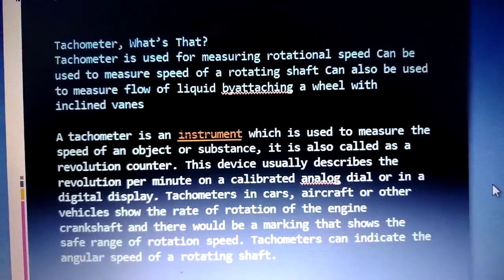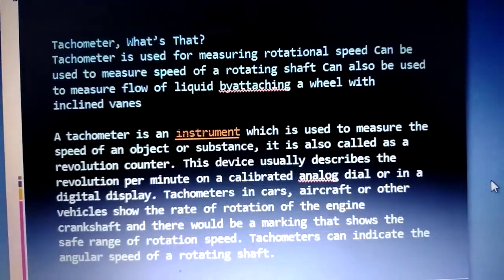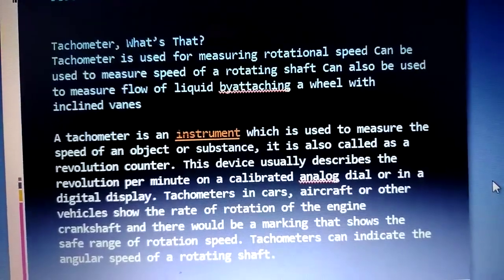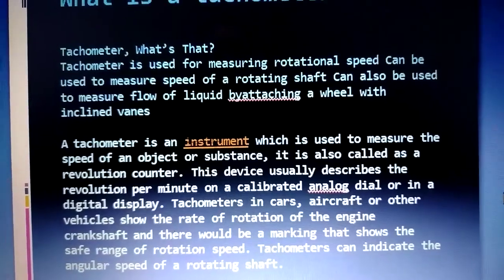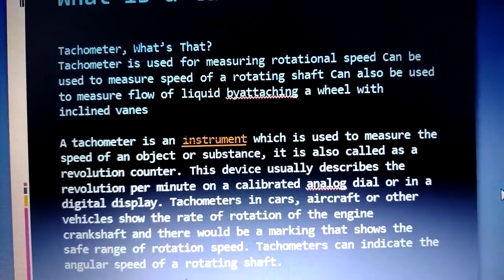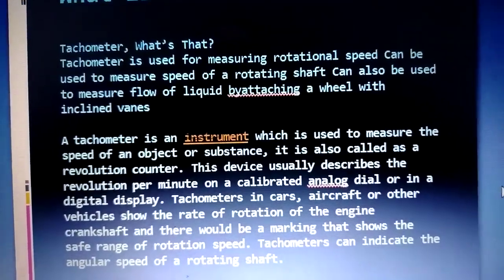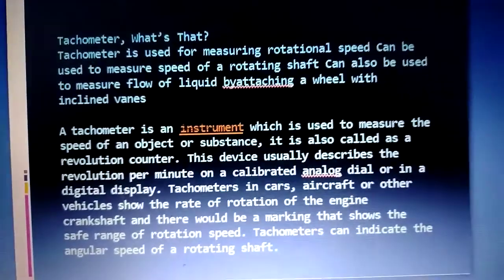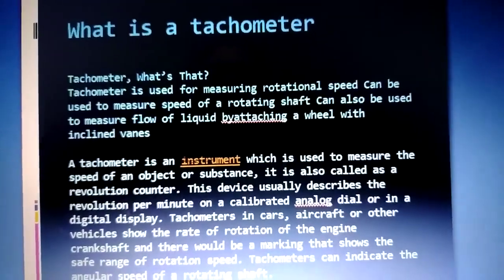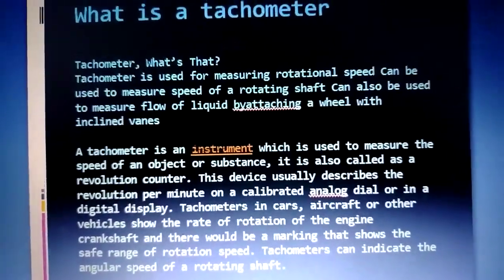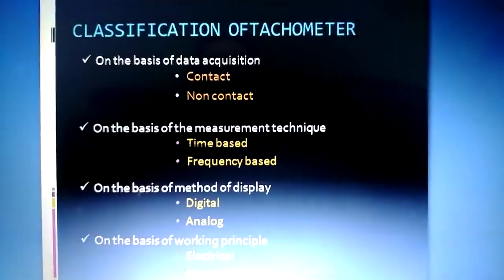Tachometers are normally used in aircraft, two-wheelers, cars and other vehicles. They show the rate of rotation of the engine crankshaft, and there is a marking that shows the safe range of rotation speed. So a tachometer can indicate the angular speed of a rotating vane or rotating shaft. This is one of the instruments you use to measure the angular speed of a shaft or a vehicle.